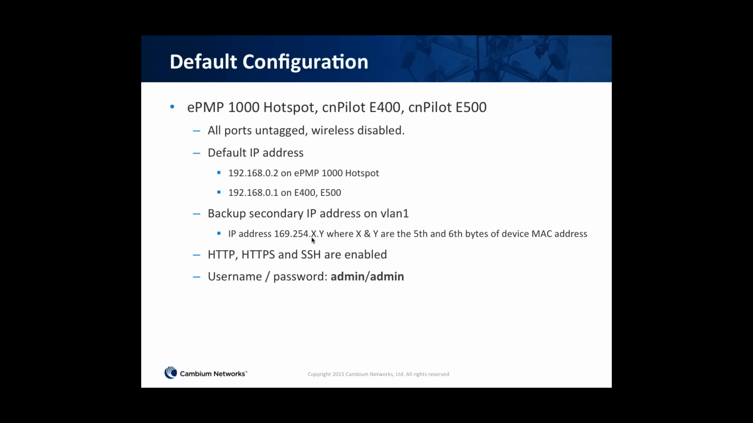There is also a backup IP address, 169.254, which you can use to access the device if for some reason it is not accessible on its normal IP address. Out of the box, HTTP, HTTPS, and SSH are enabled. So you can log in to use the GUI or the CLI. The username and password is again admin.